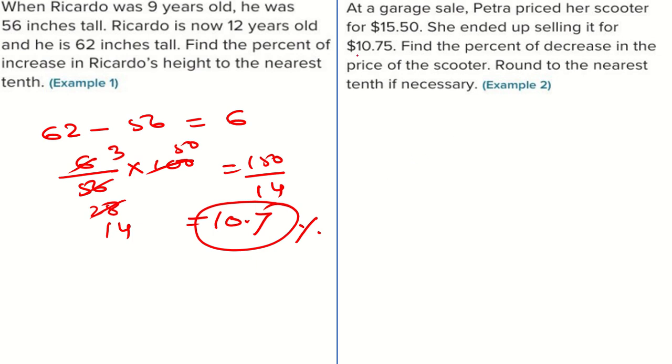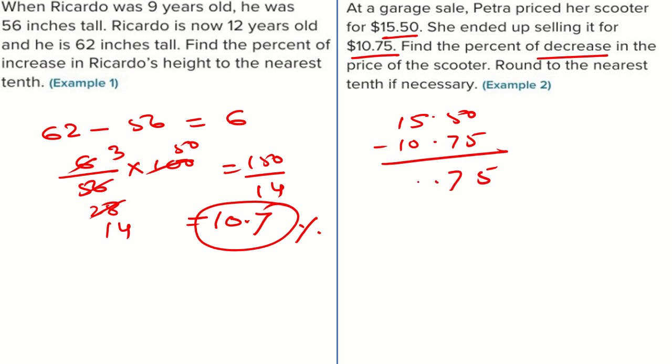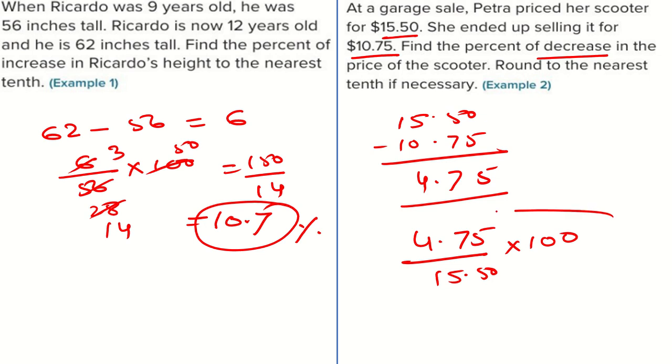Okay. Next is, at a garage sale, Petra priced her scooter at $15.50. She ended up selling it for $10.75. Find the percent of decrease. So same method, okay. 15.50 minus 10.75, subtract it, and it is 4.75. So 4.75 change is from what? 15.50, okay, and then multiplied by 100. Just calculate it and you will get the answer.